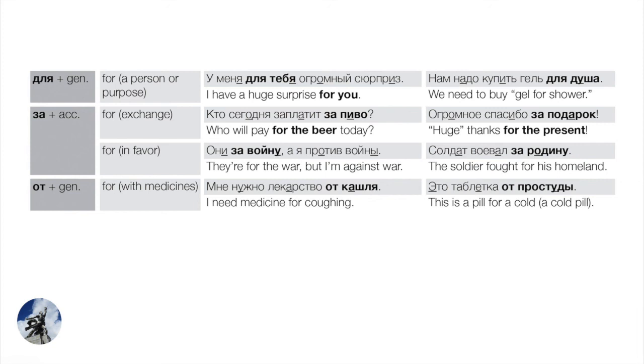Лекарство от кашля. The noun there is кашель, which means a cough. It's a soft masculine. Or это таблетка от простуды. This is a pill from cold, right? Or a cold pill. Okay, so with medicines that's maybe not the most useful preposition, but who knows? You may need it if you need a certain medicine in Russian.